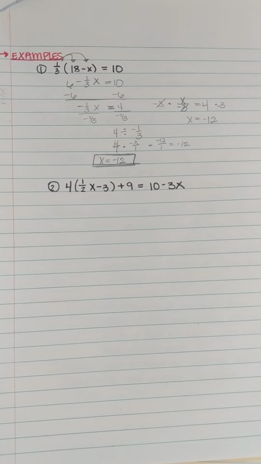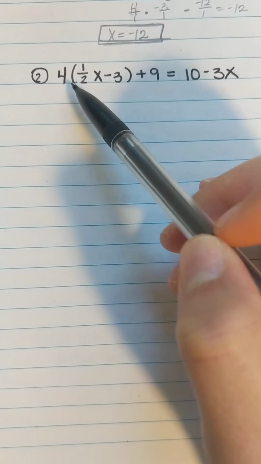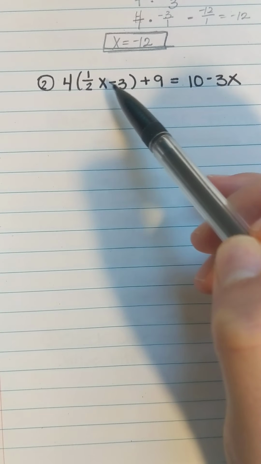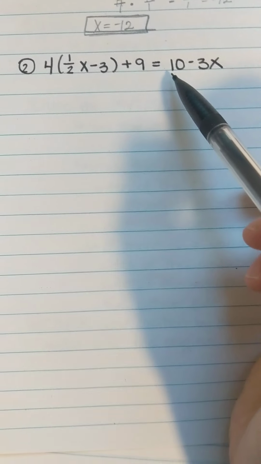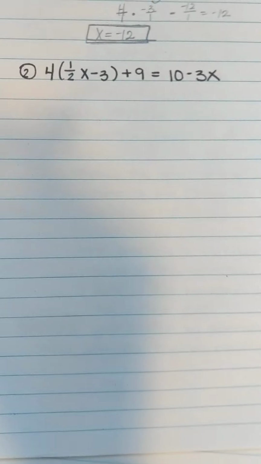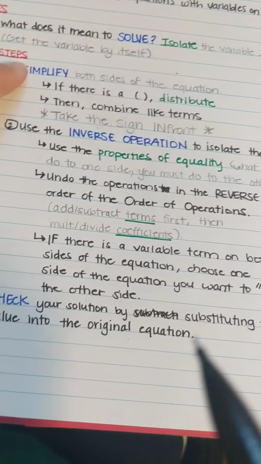Alright guys, here we go with more examples. Our second example we're going to review is 4(1/2 x - 3) + 9 = 10 - 3x. Alright, so if you follow the steps that we took during class, our first step is to simplify both sides of the equation.